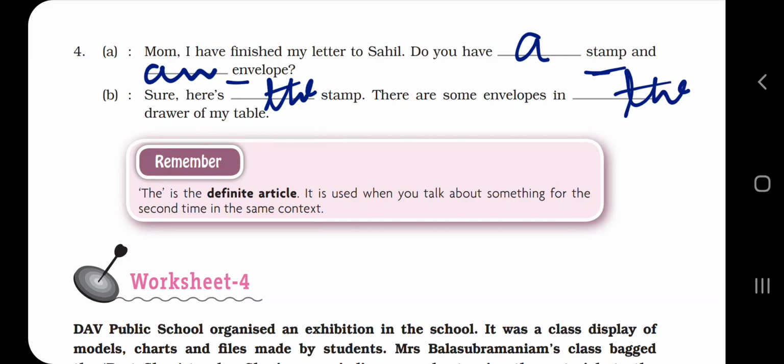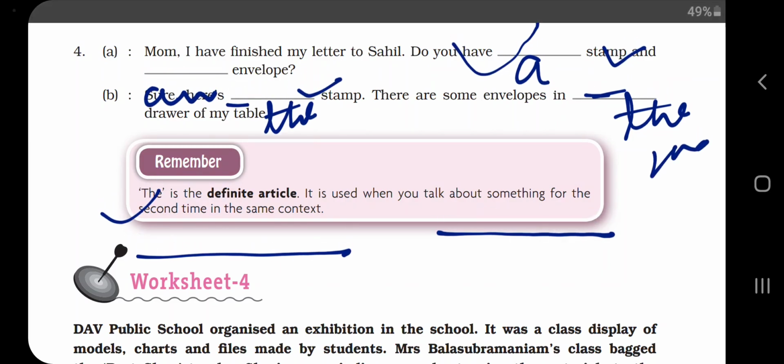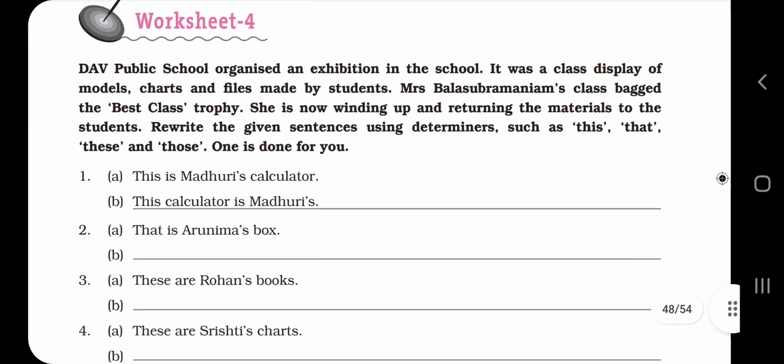I suppose that you are understanding this. The is a definite article. It is used when you talk about something for the second time in the same context. We are talking about the stamp and the envelope in the second context. This is the first context and this is the second context, right?